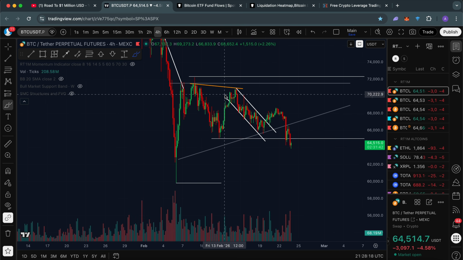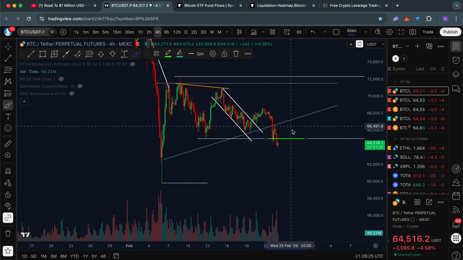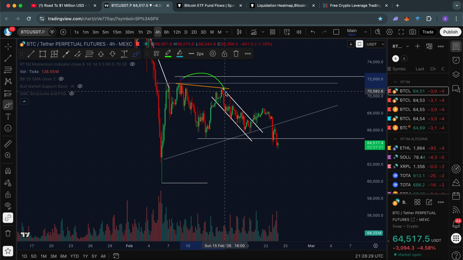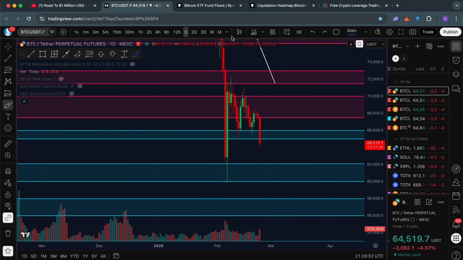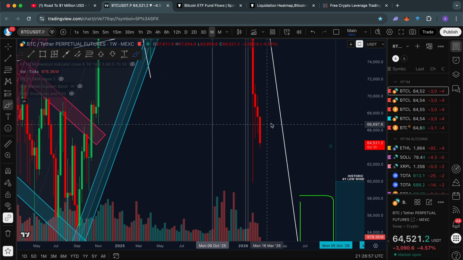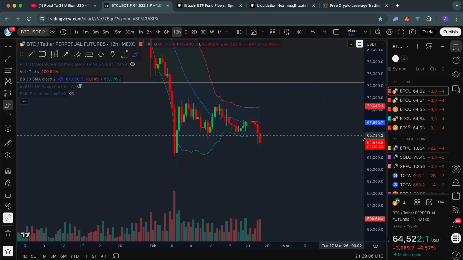4 hour time frame is still looking relatively bearish. If you want some kind of first bullish confirmation on this time frame, you could look for a break above 65K. But for now, this hidden bearish divergence is still playing out. 1 day time frame, just talked about that. So just look for a candle close above or below 65K. And of course, on the weekly time frame, we still have our price targets all the way down at 52 and 45K.